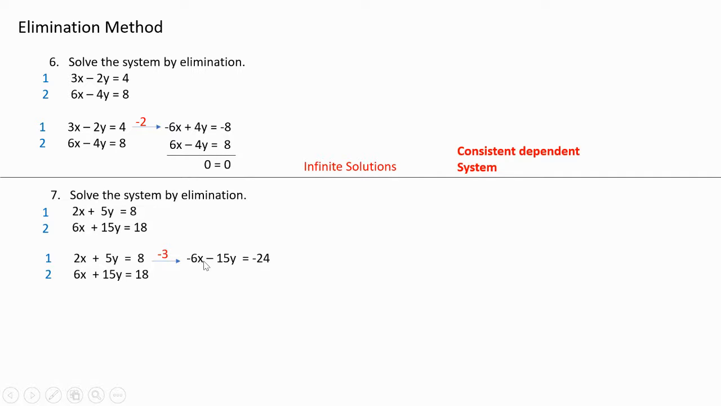If you notice, we get negative 6x minus 15y equals negative 24 if I multiply every term on equation 1 by negative 3. Equation 2, we just bring it over. And then on the left side, everything cancels. On the right side, we get negative 6. You see, guys, since 0 does not equal negative 6, this is no solution. It means the lines are parallel, and this is called an inconsistent system because there's no solution.